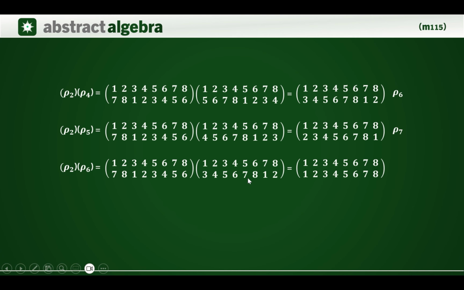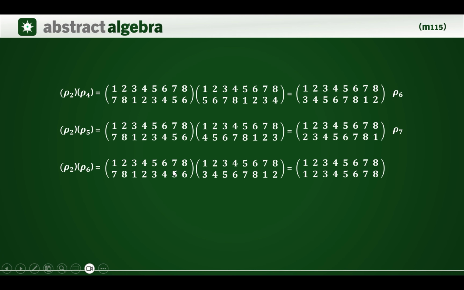So we are going to map 1 to 3. 3 maps to 1, therefore 1 maps to 1. 2 maps to 4, 4 maps to 2, therefore 2 maps to 2. 3 maps to 5, 5 maps to 3, therefore 3 maps to 3. 4 maps to 6, 6 maps to 4, therefore 4 maps to 4.